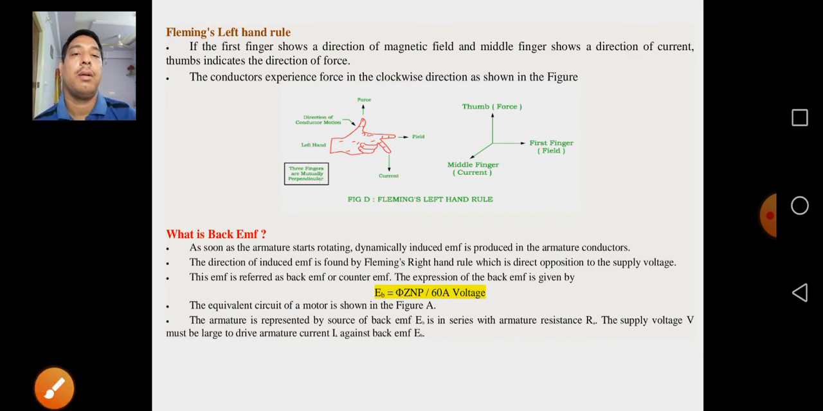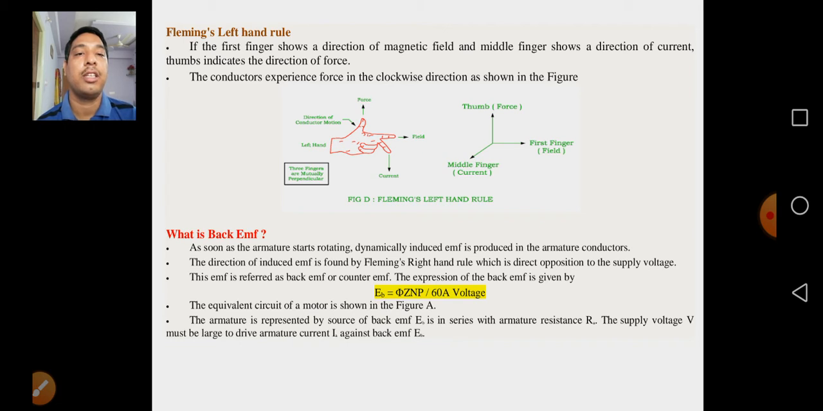And next, what is the back EMF? In the generator we have shown EG, that is the generated EMF, but why are we calling it back EMF in the case of a motor? As soon as the armature starts rotating, dynamically induced EMF is produced in the armature conductors. Whenever we change the supply voltage, there will definitely be induced EMF, and how much induced EMF is produced on this machine also changes.